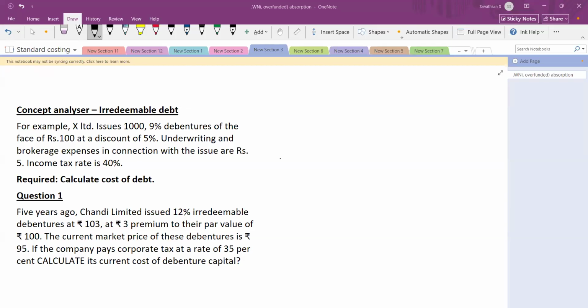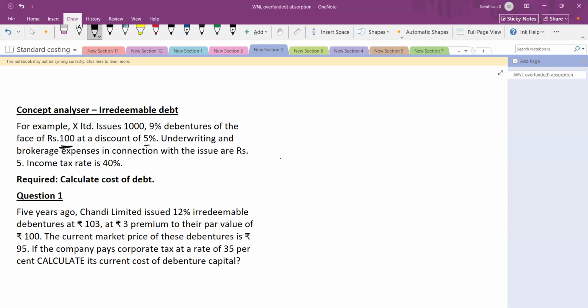Let's discuss how to calculate the cost of irredeemable debt. For example, X Limited issues 1,000 9% debentures of the face value of rupees 100 at a discount of 5%. Underwriting and brokerage expenses in connection with the issue are rupees 5 per debenture and income tax rate is 40%. The requirement of the question is to calculate the cost of debt.